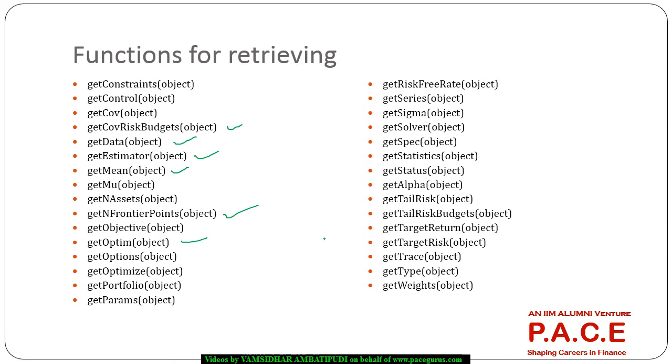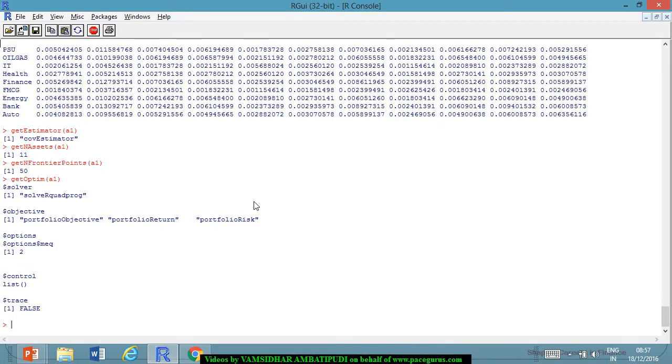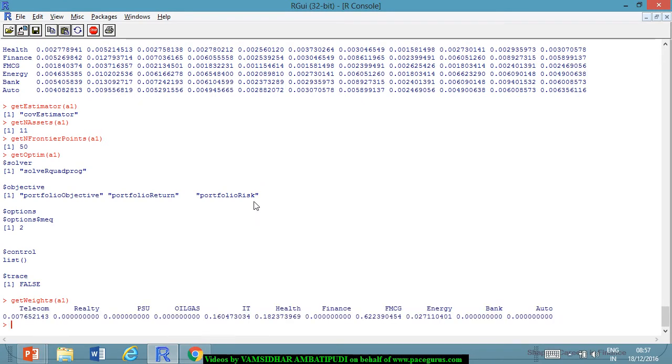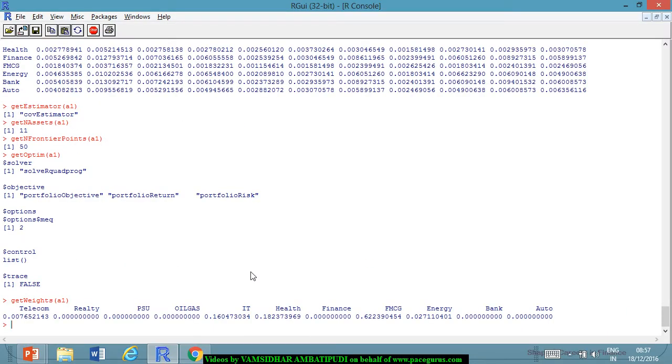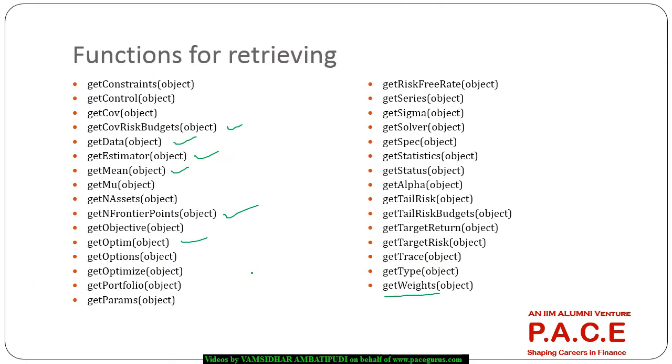So all the things, if you just look at, you are able to retrieve almost all the things. Get weights is a very important one, which we have already got there. But if I really want to extract it separately, I can simply say get weights, which is going to give me how much I am investing in each of the sectors. So that's what is the output that is typically coming out, right?